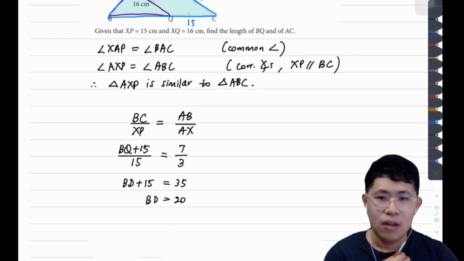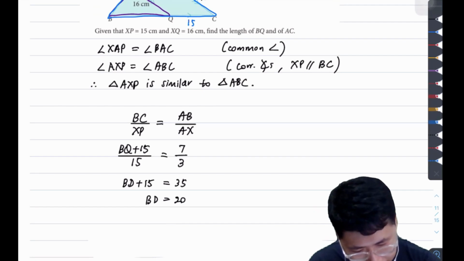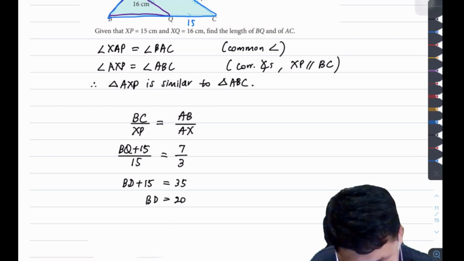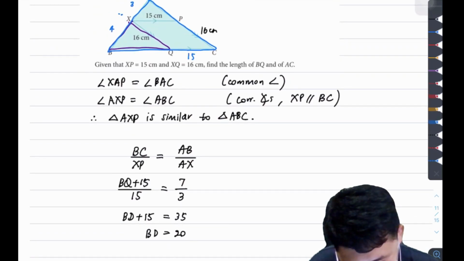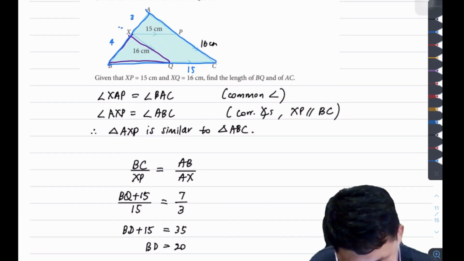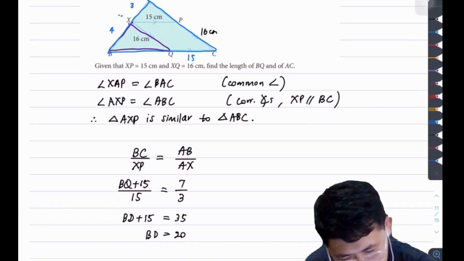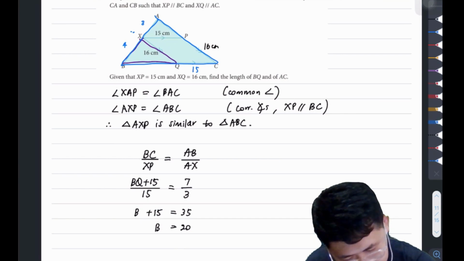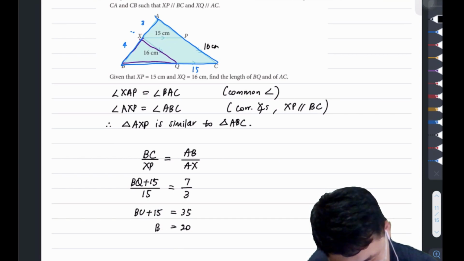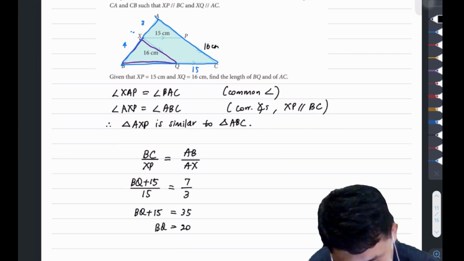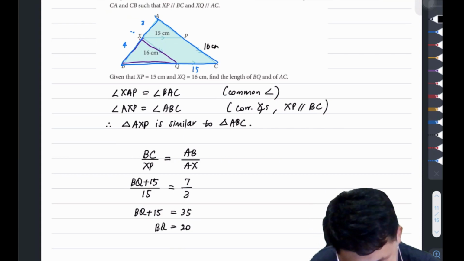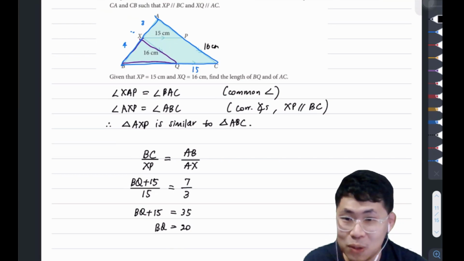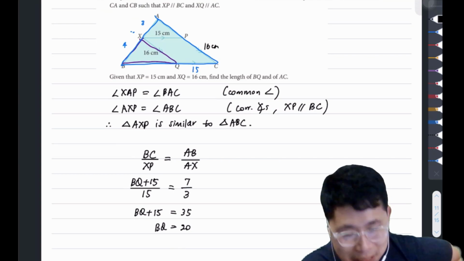Okay, and after finding my 20, BQ is 20. Sorry, not BD, BQ. So this is BQ plus 15 is 35. So BQ is going to be 20. Yeah, so it's BQ, not BD.